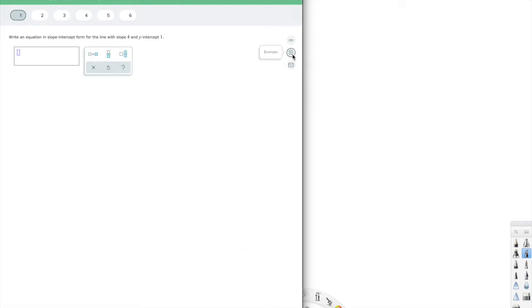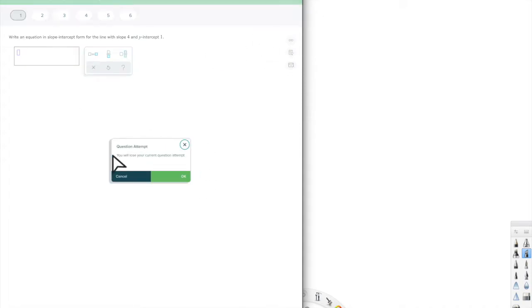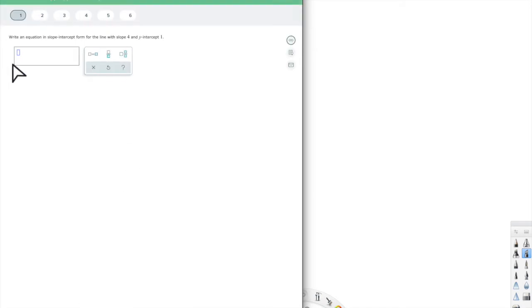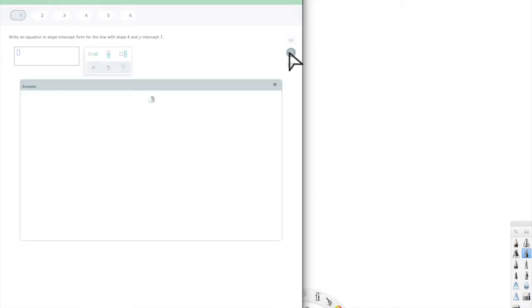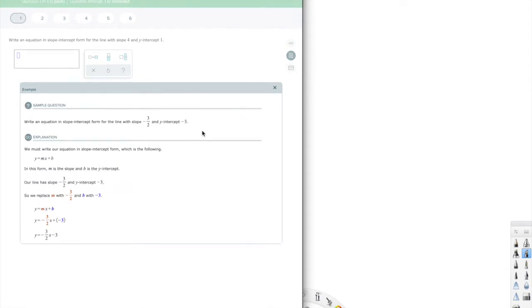On the side here, you see explanation, example, and message center. Explanation tells you you're going to lose a current question attempt because it's going to give you the answer to this question. So it's not going to give you the answer and then let you come type it in. Example shows you a very specific example of what you're looking at.